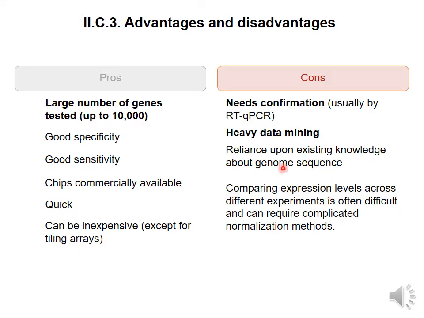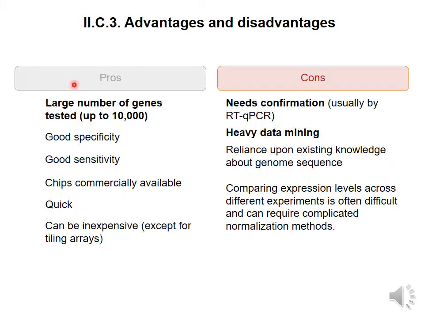And then comparing expression levels across different experiments is often difficult and can require complicated normalization methods. As I mentioned, you'll be working with two samples at a time and looking at the relative expression between those two samples. And if you have a lot of different samples to analyze, you'll require multiple experiments and multiple normalization methods to be able to analyze all that data together.